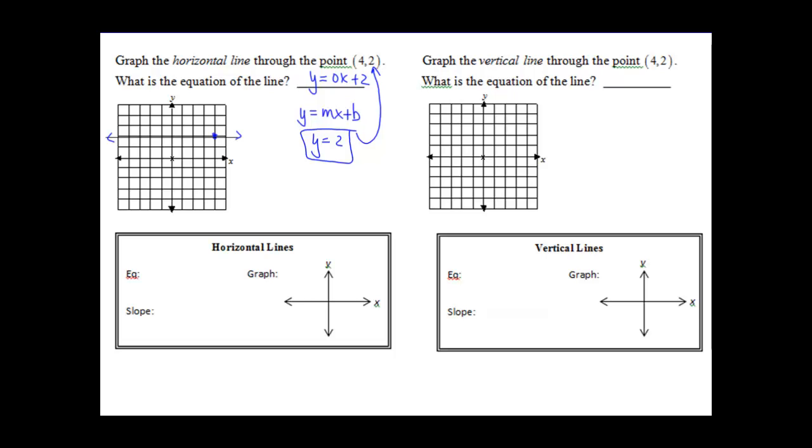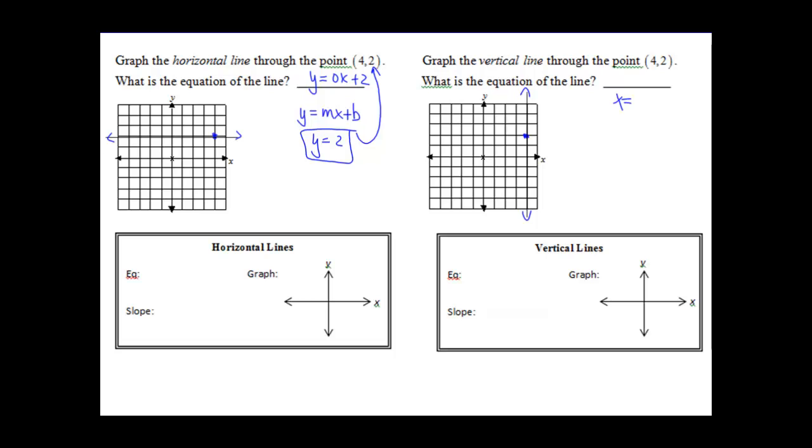So let's flip around and look at the vertical line. If we know the vertical line goes through (4, 2), so we have our same point, and we know it's vertical. Kind of the same idea. It goes through the x-axis. It does not go through the y-axis. So we know our answer is x equals.